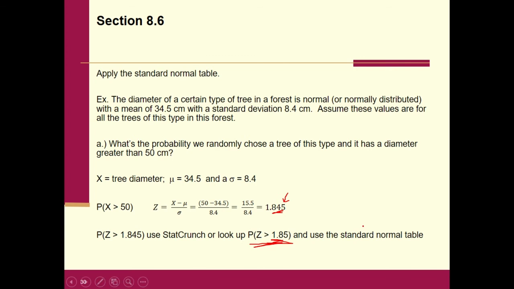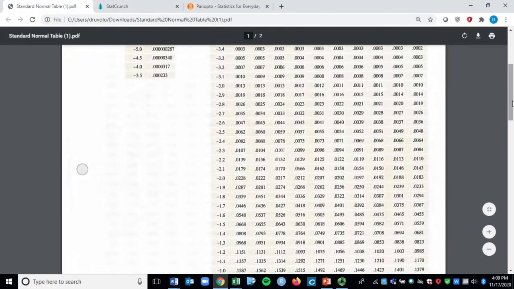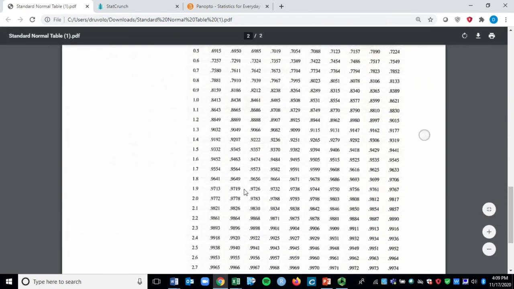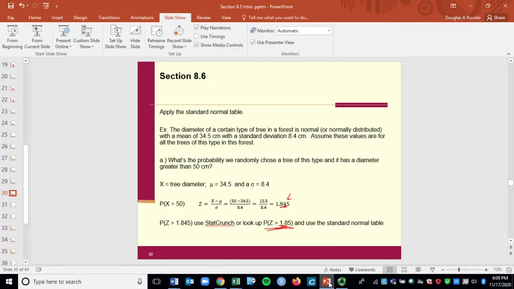Let's go ahead and take a look. 1.85. You can use the idea of symmetry, that's fine too. So 1, 2, 3, 4, 5. I got here 0.9678. So remember, it's greater than, so we're going to have to take 1 minus that. So 1 minus 0.9678 is 0.0322. All right, so that's what we would get if we use the table.